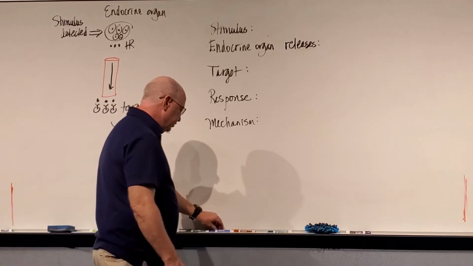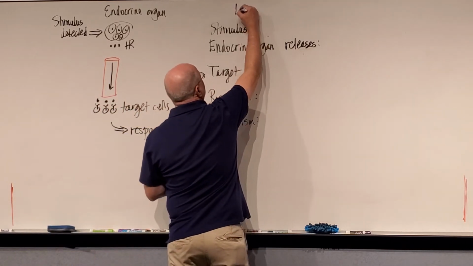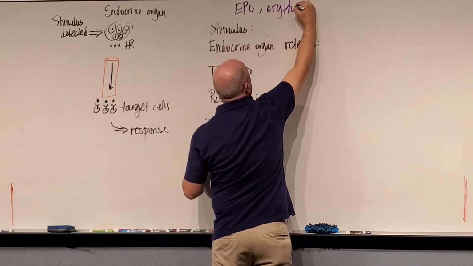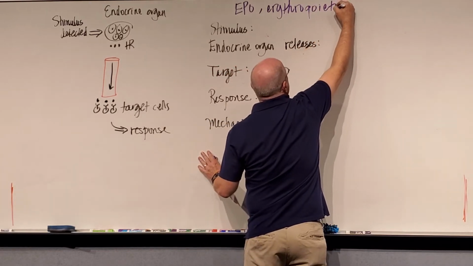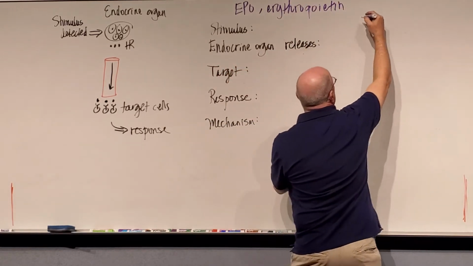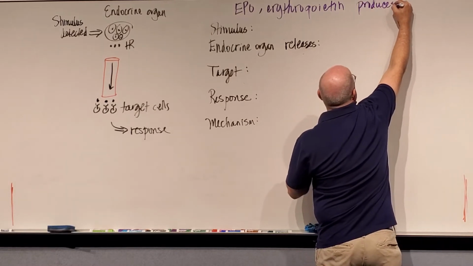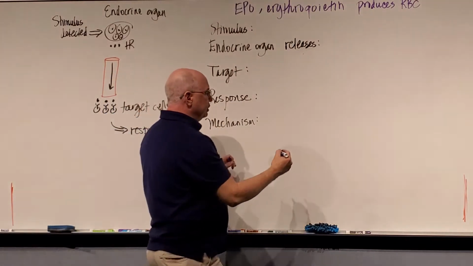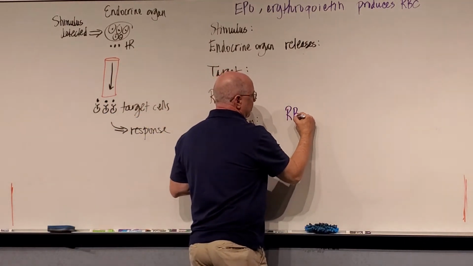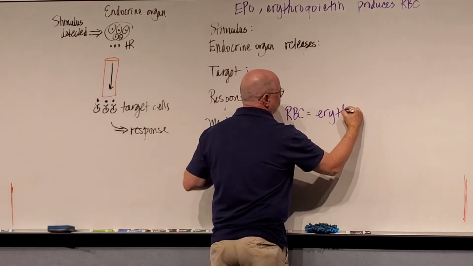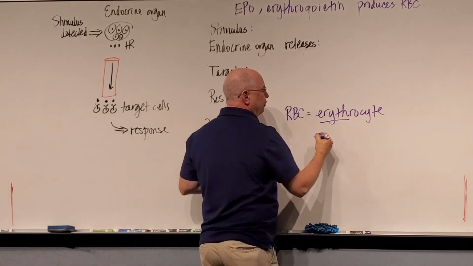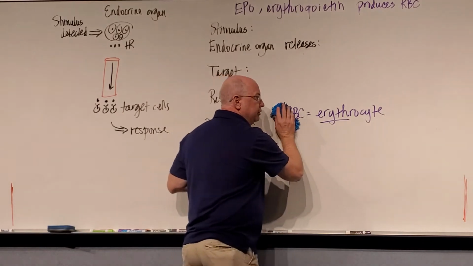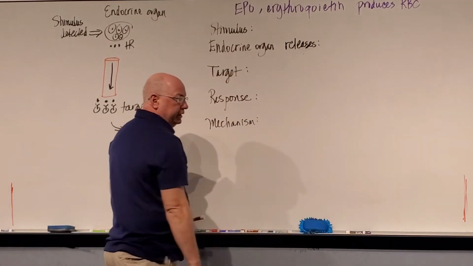Now, the next hormone on the list is called erythropoietin. We abbreviate it EPO. And that hormone, erythropoietin, produces red blood cells. RBC stands for red blood cell. And if you don't know this, the true name of a red blood cell, the scientific term, is erythrocyte. Erythro refers to red, so they're red cells or red blood cells. So, erythropoietin produces erythrocytes. That's how you remember what it does.